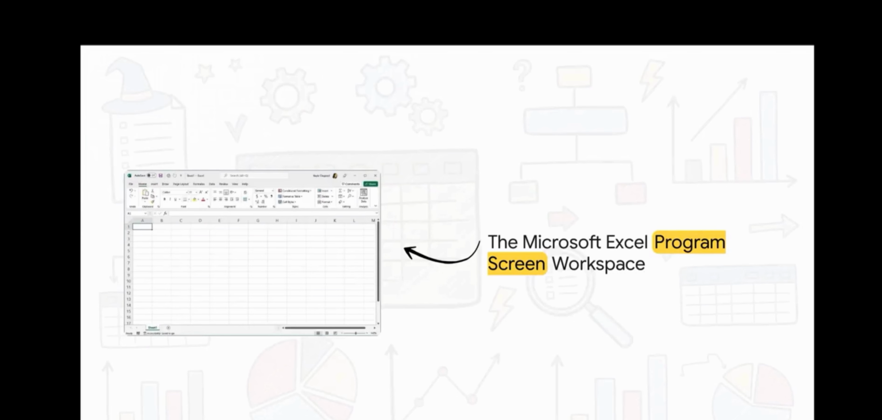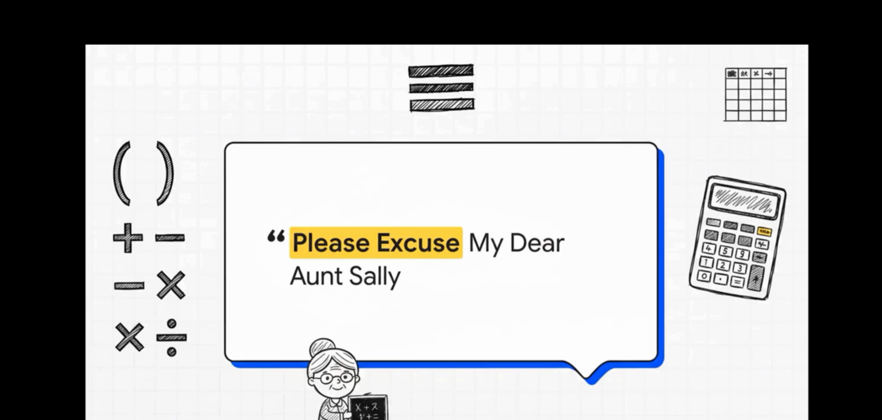And right next to that, the formula bar. The formula bar is where the real magic happens. It's kind of like the engine room, where you'll be writing the logic that actually commands your spreadsheet to do all the heavy lifting for you. Now, before we write a single line of logic in that formula bar, we absolutely need to remember this incredibly important quote, "Please excuse my dear Aunt Sally."